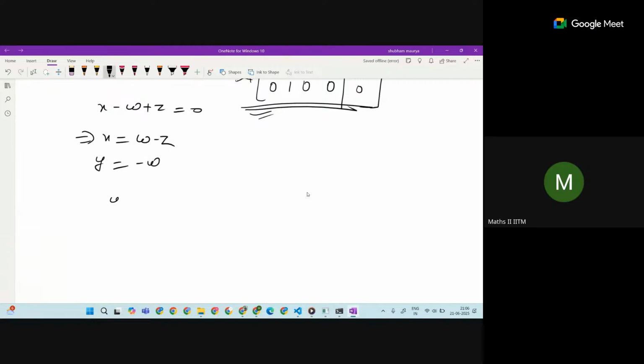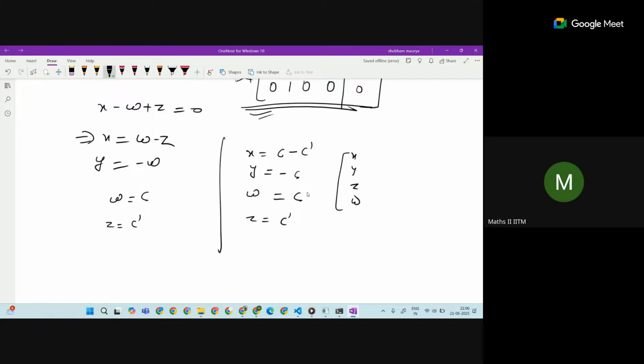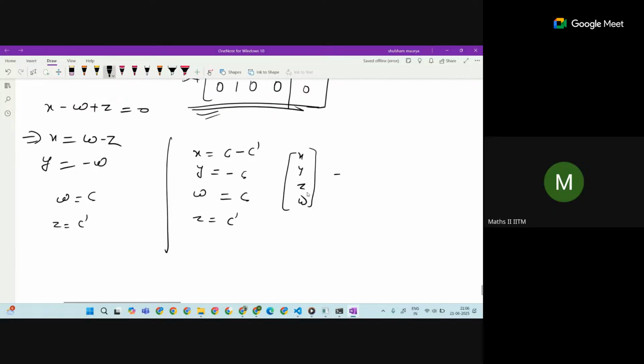You can assume w is equal to some c and z is equal to some c prime. By this way you will get the solution: x is equal to c minus c prime, y is equal to minus c, w is equal to c, which you have already assumed, and z is equal to c prime. So if you write x, y, z, and w in vector form, it is nothing but c minus c prime, minus c, c prime, and c. This is what it is, right?